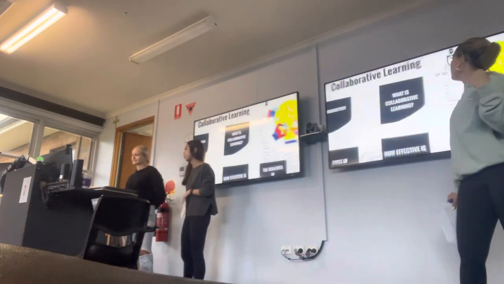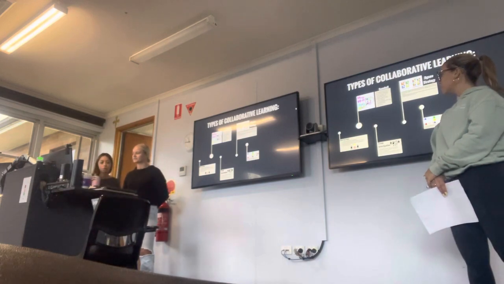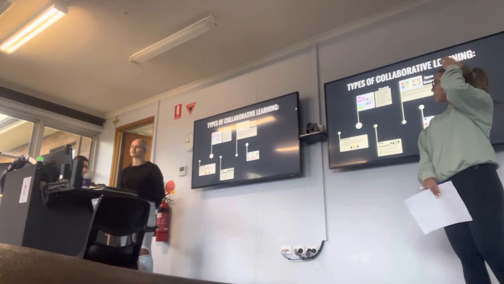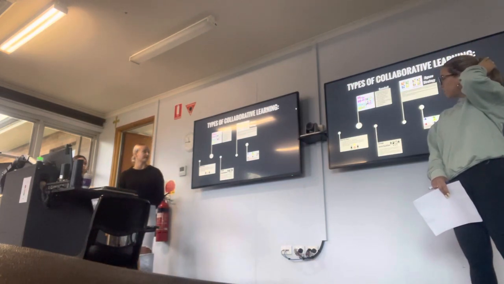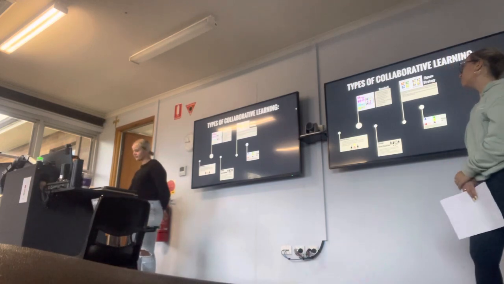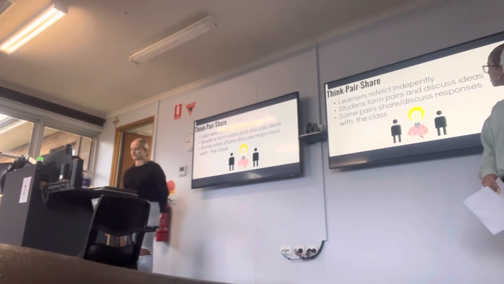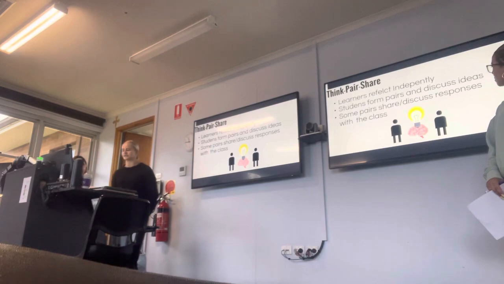All right, so the next part is Ashley's part, and I'll be covering Ashley's part for today. She was going to talk about the types of collaborative learning, how to implement them in a classroom, and how to differentiate and include a wide range of learners. So the first type of collaborative learning that you could do is think, pair, share. Think, pair, shares are where learners reflect independently, then form pairs and discuss. Some pairs will then share their responses with the class.